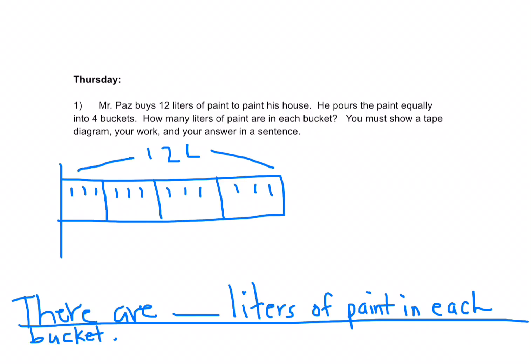So we have an answer. There are 3 liters of paint in each bucket. Now, how can we prove it with math? Well, we had a total of 12 liters, and what we're doing here is we're sharing or dividing that 12 liters into 4 buckets. So we're using division. 12 divided by 4 buckets, because that's what we know, equals, well, I can count by 4s until I reach 12. 4, 8, 12. I did that 3 times. So my answer is 3, and that matches what we see in the story. And that's today's math story.